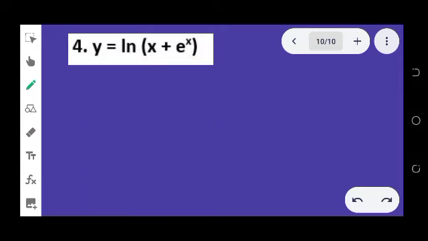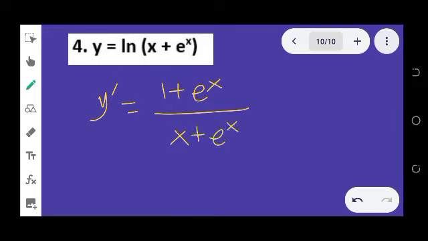Lastly, we have the fourth one. That's y equals ln of x plus e to the x. So y prime is just equal to the derivative of the argument. The argument is x plus e to the x, so that's 1 plus e to the x as the derivative, all over the entire argument, which is x plus e to the x, and this is now your answer. So in those four examples, we were able to avoid the chain rule. And that's how you get the derivatives of natural logarithmic functions the shorter way.